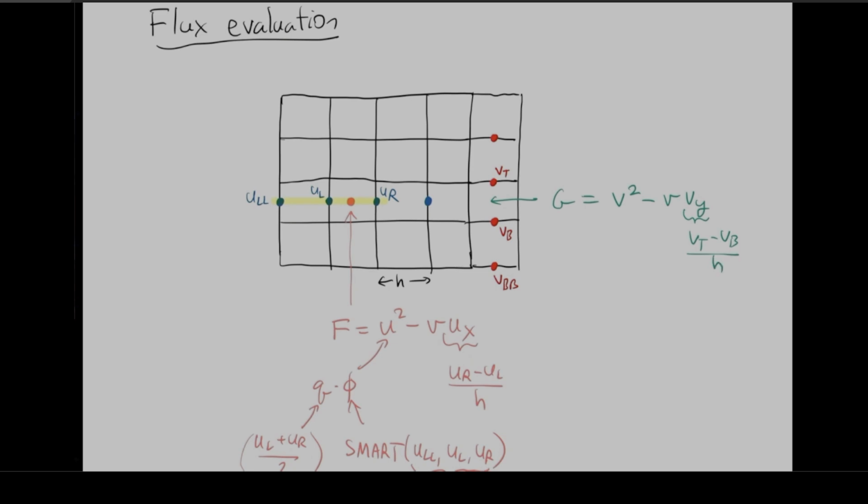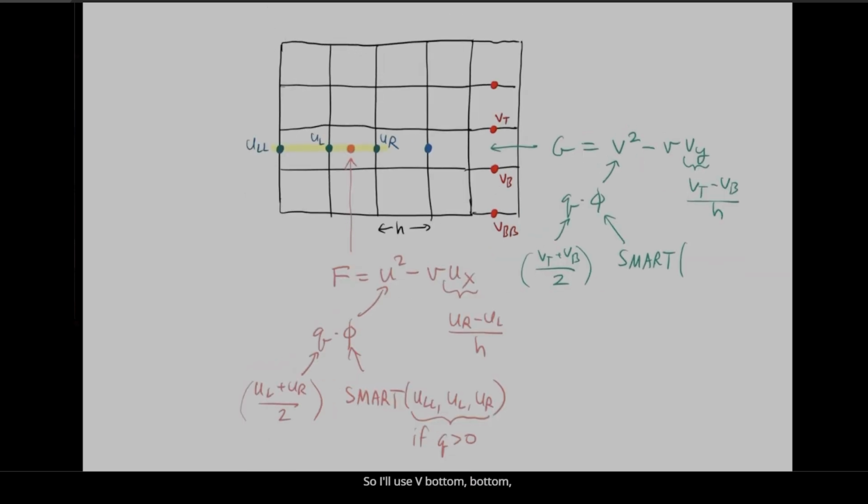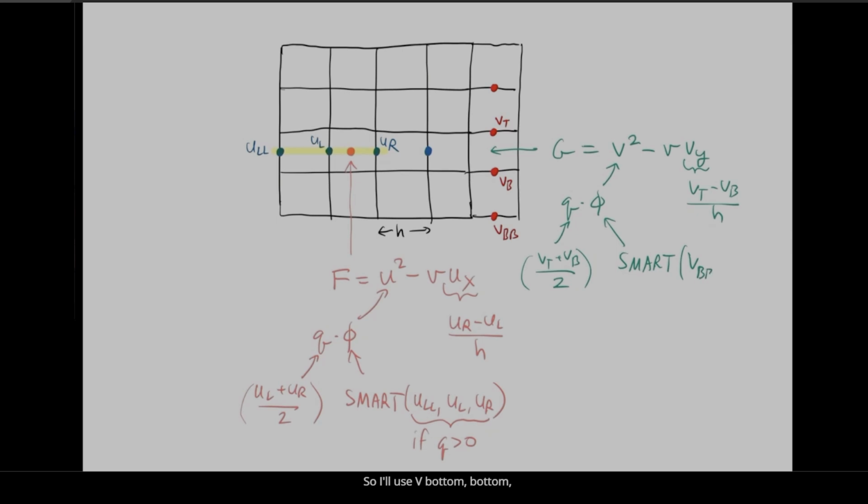V squared is again broken down to q times phi, where q is going to be v top plus v bottom divided by 2. That's my propagation speed. Then the phi is going to be the SMART limiter or the QUICK method. Let's say that v is greater than 0, so I'll use v bottom-bottom, v bottom, v top, and that's if q is greater than 0. Again, I evaluate q first, and then I pick the values I want to use. I might end up using these if q is less than 0. That gives me the convective part of G when I multiply those two together.